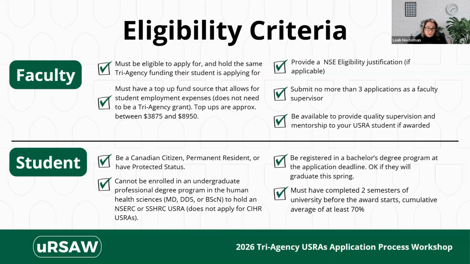If you have any questions at all about that, please contact us and we can help. And then the student must also have completed 2 semesters of university before May of 2026. So first-year students are eligible to apply as long as they will have completed those 2 semesters of university. And the student must also have a cumulative average of 70%.